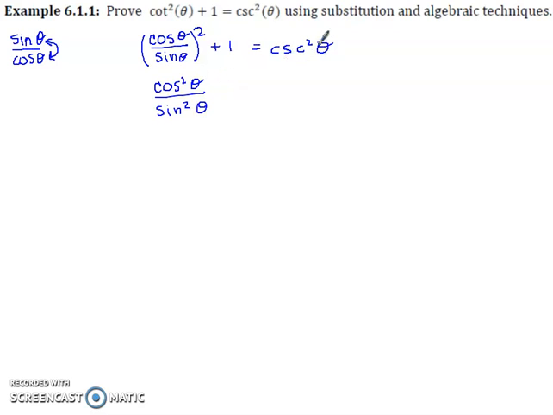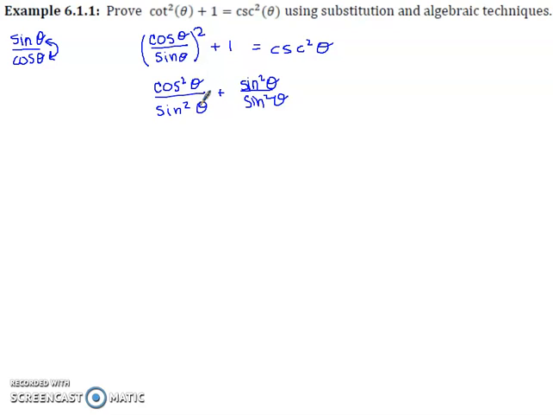Now because I know that cosecant is the reciprocal of sine, I'm going to go ahead and add these two terms by creating a common denominator. So my 1 I am going to rewrite as sine squared theta over sine squared theta. Now that allows me to combine my fractions because I have a common denominator.